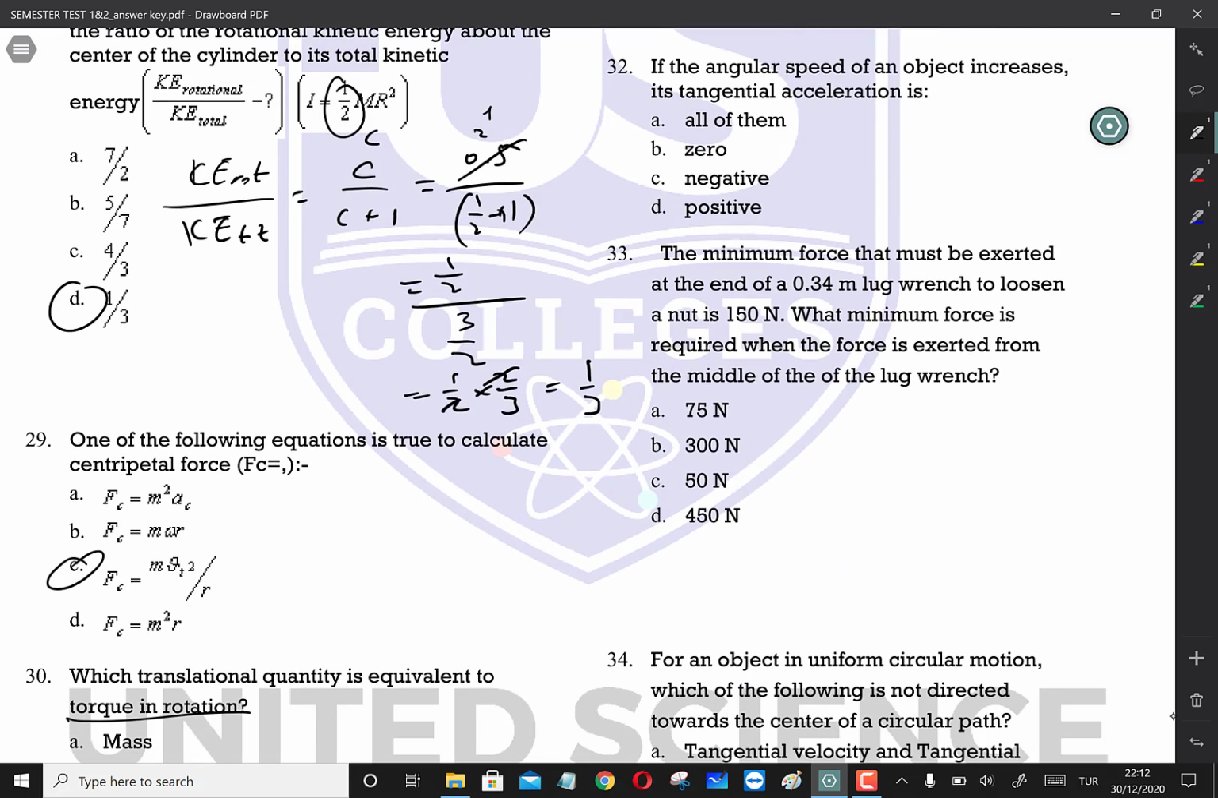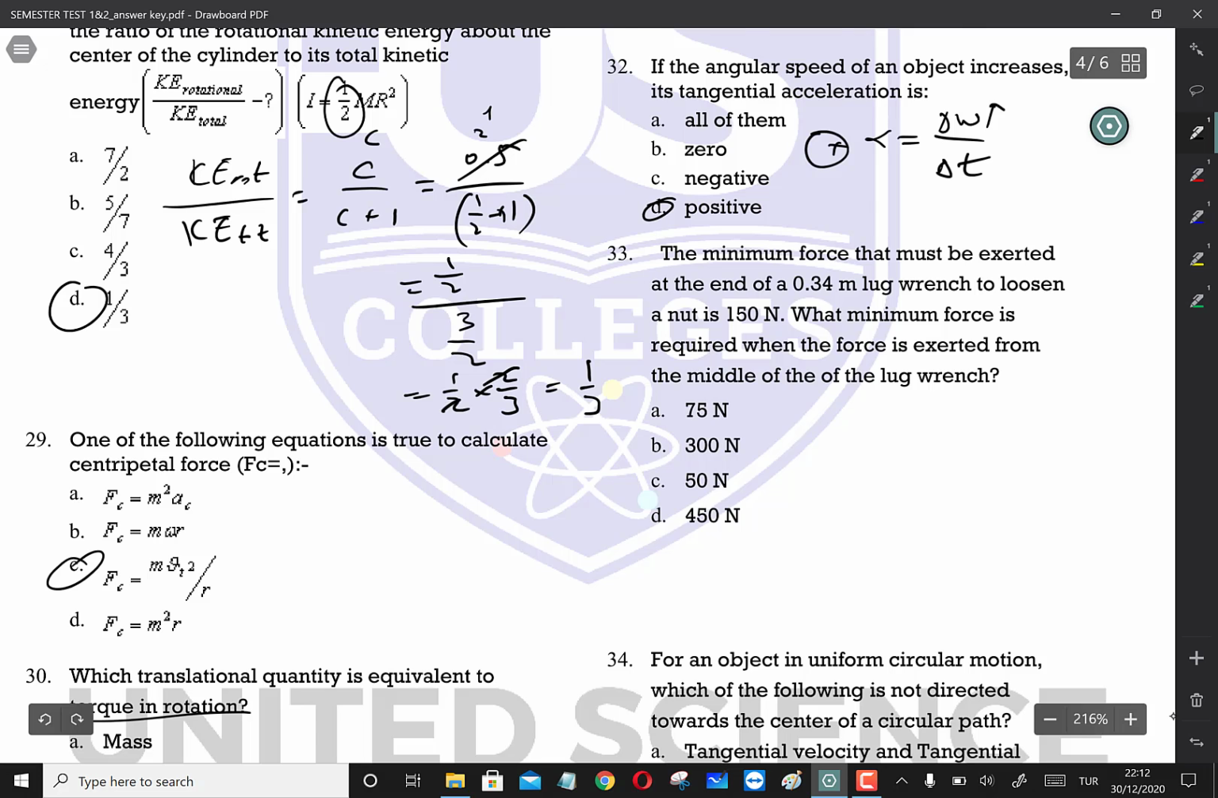If the angular speed of an object increases, its tangential acceleration? According to the tangential acceleration equation, delta omega over delta t, if there's an increase in tangential speed, the tangential acceleration must be positive.